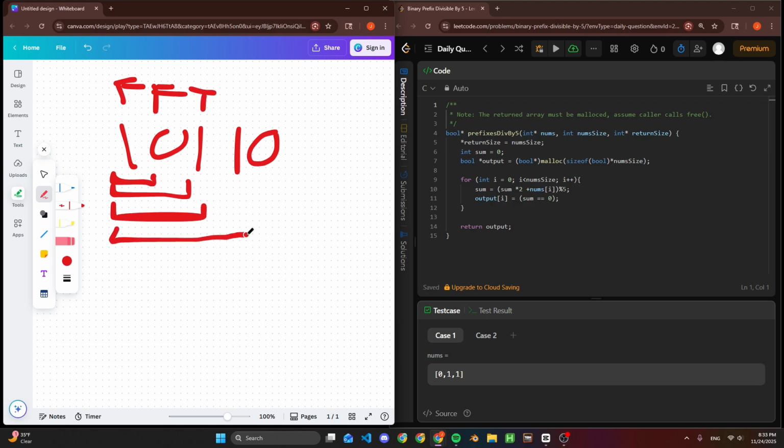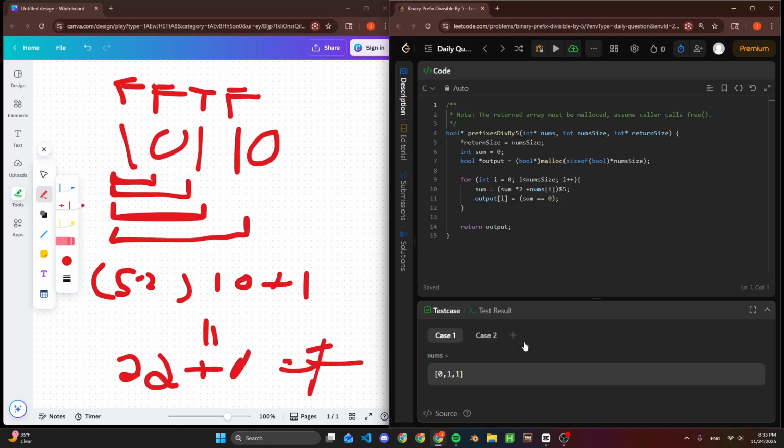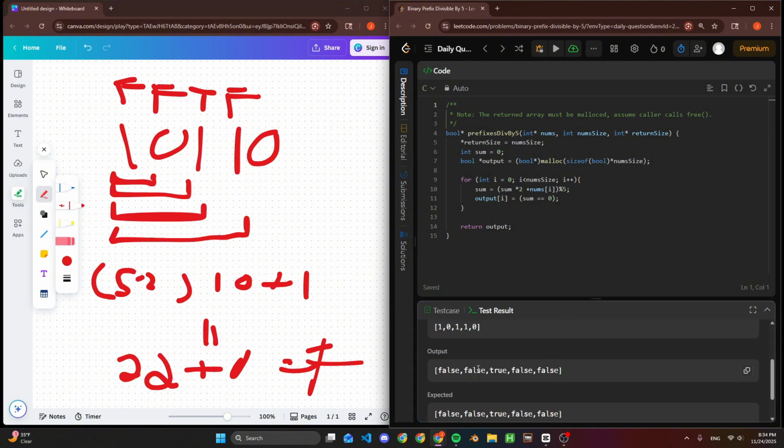Let's move on to the next prefix, and I think you probably get what's happening. So then we have 5 times 2, which is 10, plus the binary 1, so it's going to be 11, and this is going to evaluate to false. Now we do 11 times 2, 22, and then plus the binary 0, which is also going to be false. And if we run it, or add the test case, I should be correct. False, false, true, false, false. Yep. And that's how the code works. It was actually kind of hard if you don't know the trick.